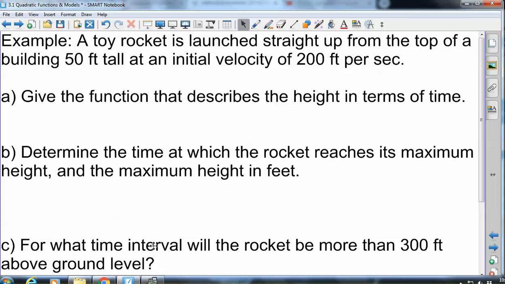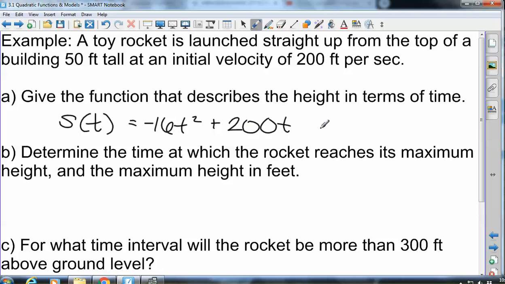Alright, so part A, give the function that describes the height in terms of time t. So what would we do? My height function is negative 16t squared plus v sub 0. What's my initial velocity? 200t plus h sub 0. What's your beginning height?